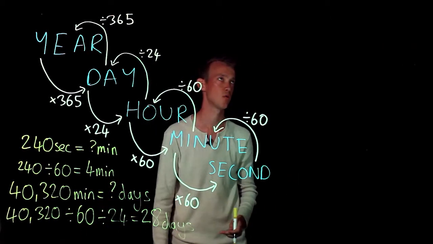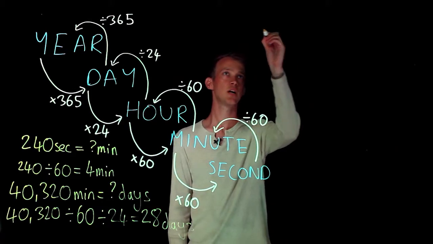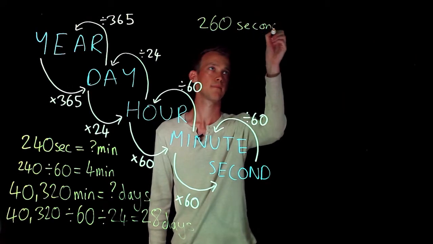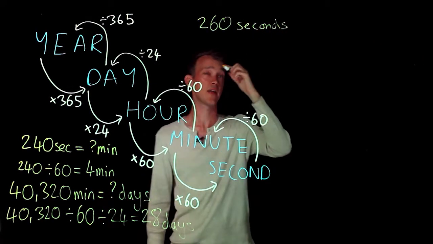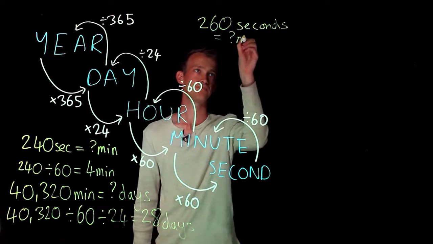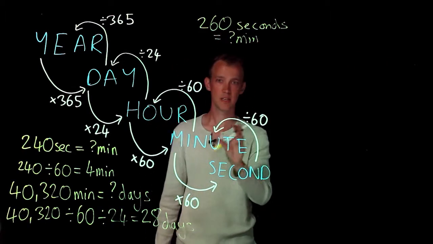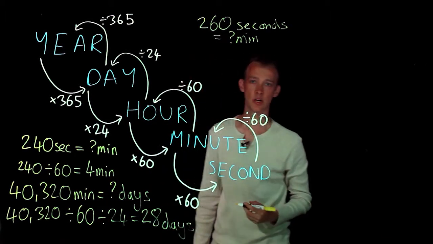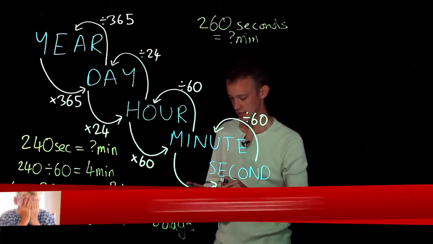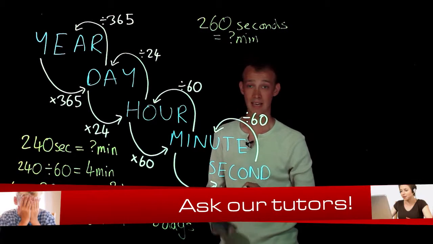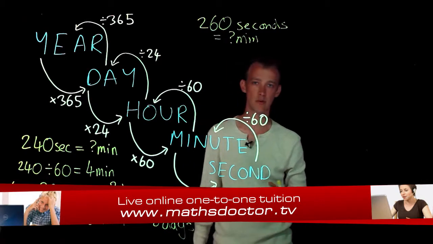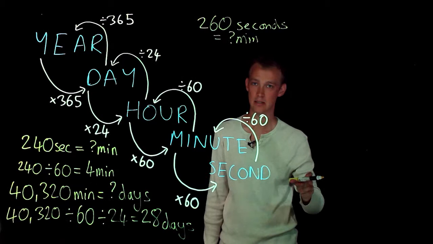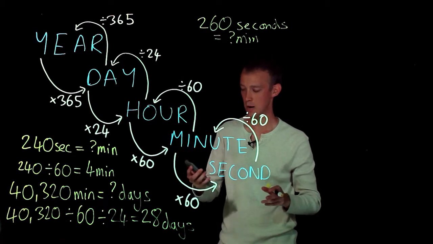Let's see what happens when we've got a remainder. Let's have a look at 260 seconds. And I would like to convert that into a number of minutes. Well, I know I'm going to be dividing by 60, but this time 60 doesn't go exactly into 260. 260 divided by 60, on my calculator, I get 4.3 recurring. Now this is not saying 4 minutes and 33 seconds. The calculator doesn't tell the time in that way.